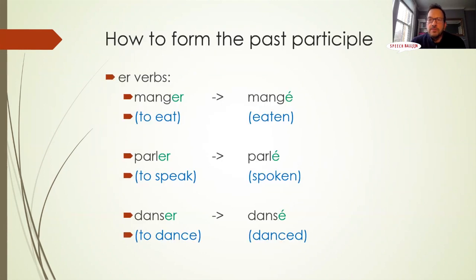In French, there are three types of regular forms, depending on whether the verb is an ER verb, IR, or an RE verb. Starting with ER verbs, which are the vast majority of verbs in French. To form the past participle, take the infinitive, drop the ER, and replace it with E, the E acute. So manger becomes mangé with E acute. To eat, eaten. Similarly, parler, parlé, to speak, spoken. Danser, dansé, to dance, danced. The pronunciation actually is the same, but when you see it written, you'll see the difference.